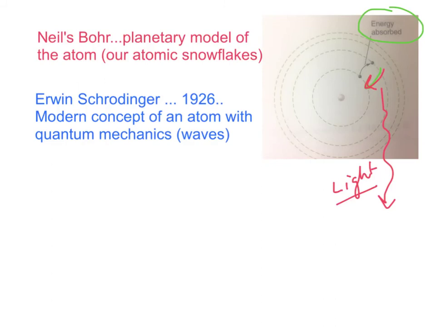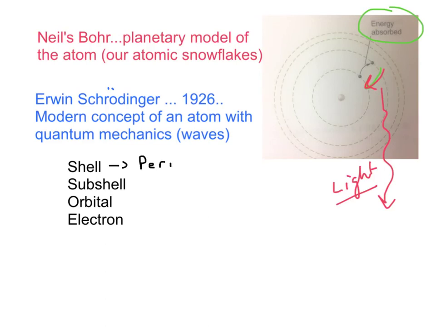Erwin Schrödinger in 1926 came up with the modern concept of the atom with quantum mechanics. And we still use the shell, the subshell, the atomic orbitals, and stuff like that with his concept of the atom. With his model, we still do the shell. Remember, this is the period that we wrote down on the left-hand side of the periodic table.